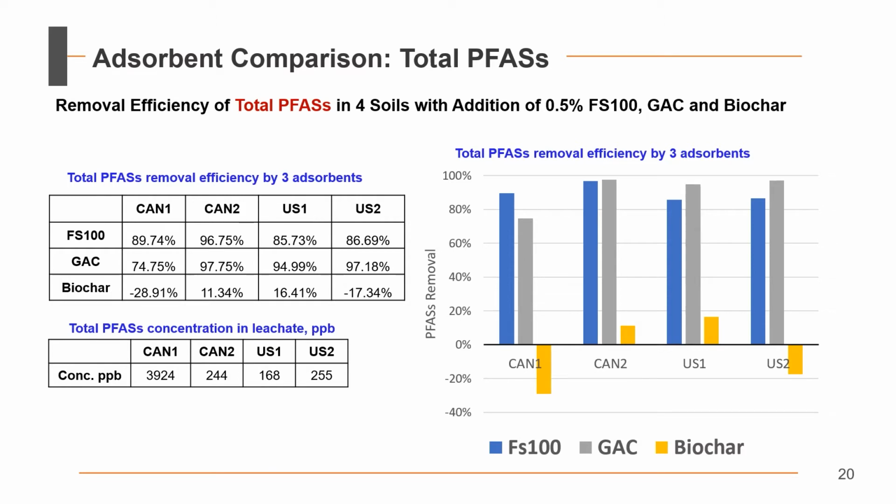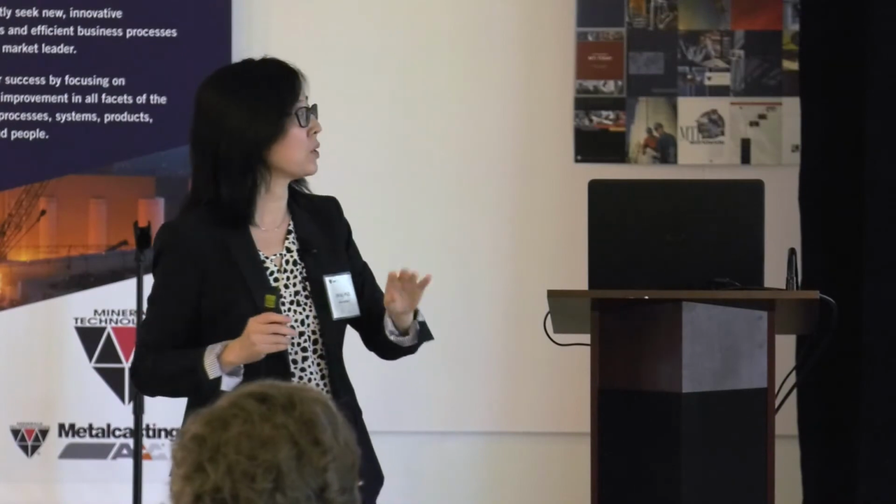But when you come to the most polluted soil, you clearly see the difference. One is 90%, the other is 75%. Biochar, just another message, don't use biochar. Again, we wasted 2-3 years time testing, and don't use it.